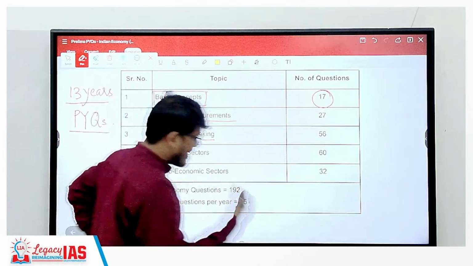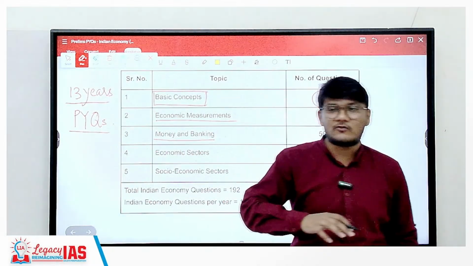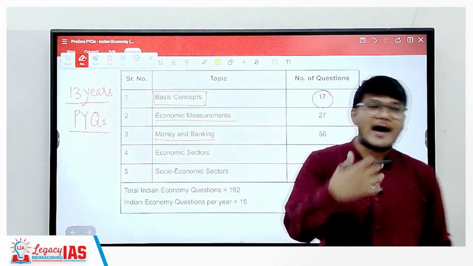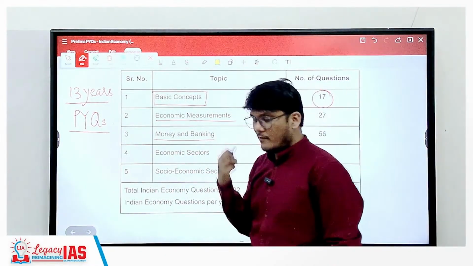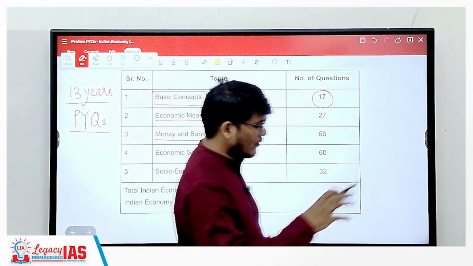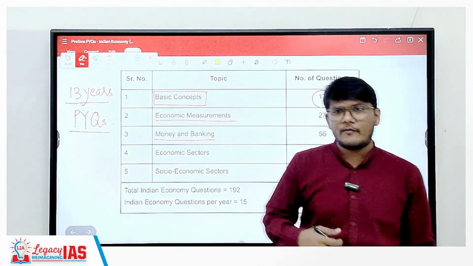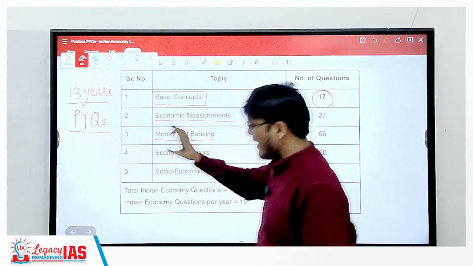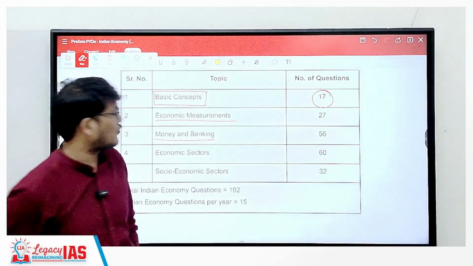Then the next two would be the most important topics. One is money and banking. Now, banking will consist of not just banks, not just types of banks, but also the NBFCs, RBI, the various policies, the Monetary Policy Committee, MPC, which is formed, inflation targeting by the bank, and when the Reserve Bank basically regulates that. So all these things, as well as money also.